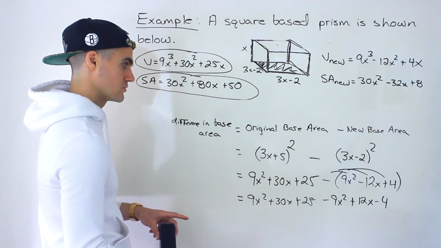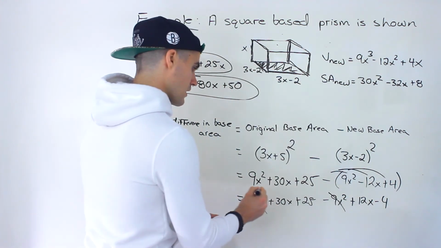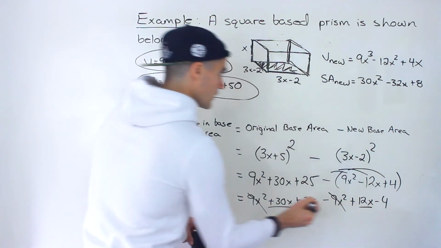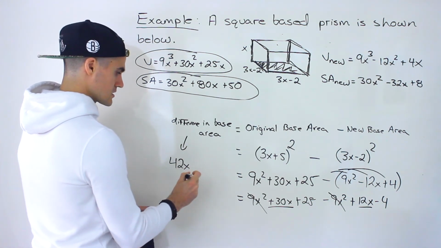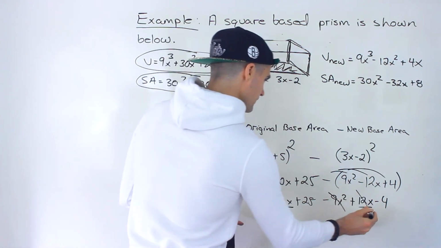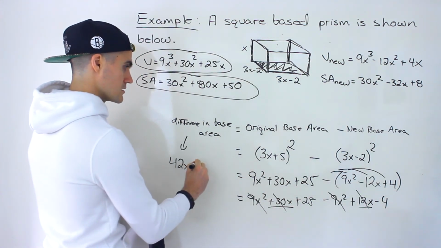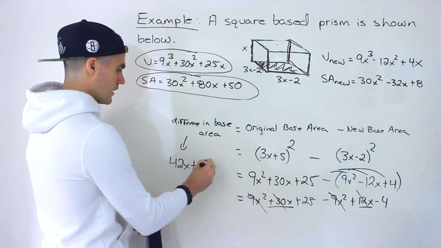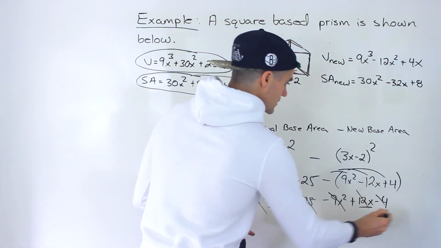And then we just have to get the like terms. So this cancels out, which is nice. And then 30x plus 12x, so let's write this over here. We'll have 42x. Those go away, and then we have 25 minus 4, which would give us positive 21. Right, so that's the difference in the base areas.